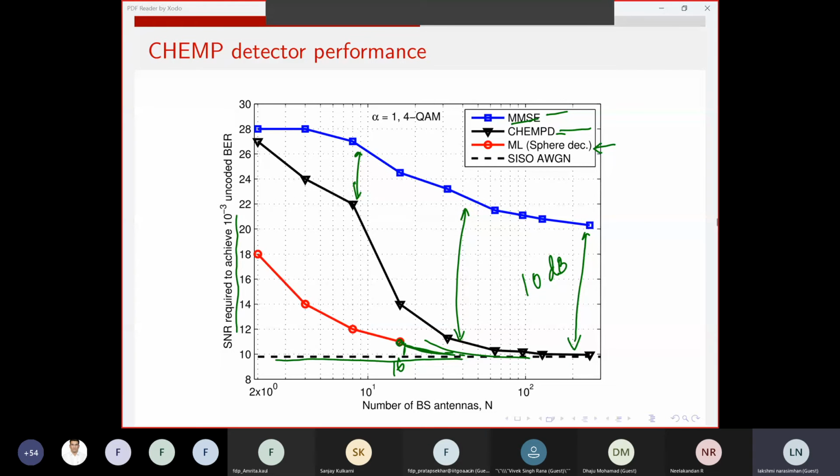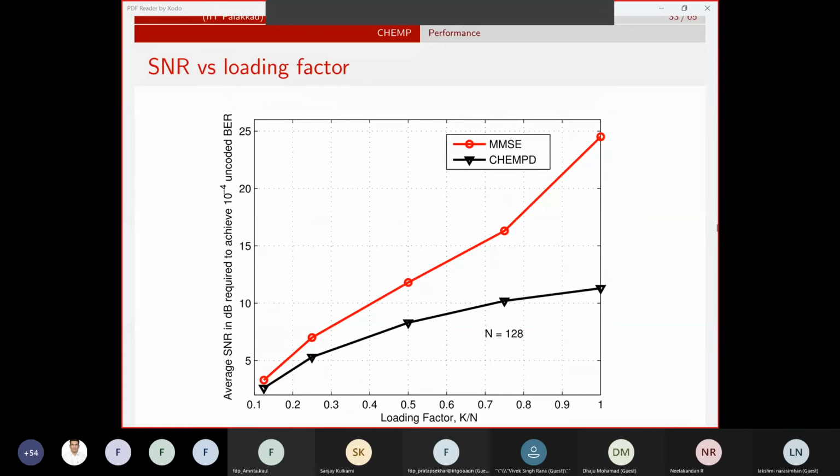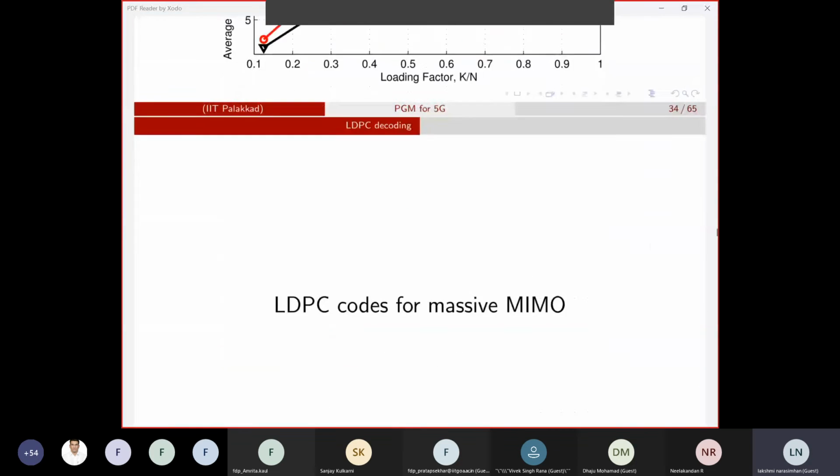But then our message passing algorithm achieves this roughly at 128 antennas. So this is what we see. Yeah, I think this is similar to what we saw.